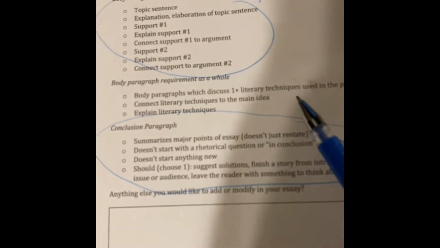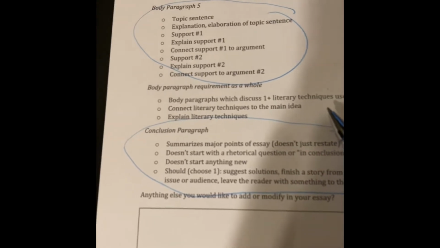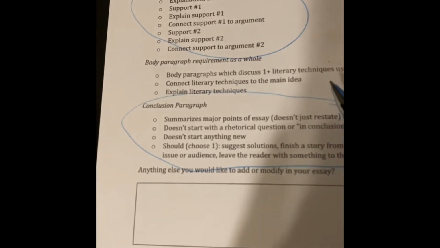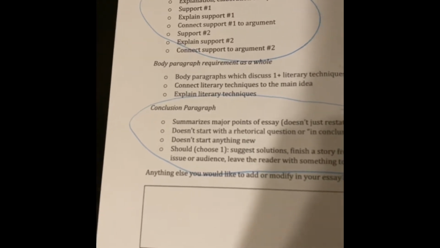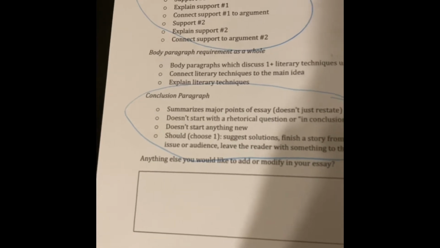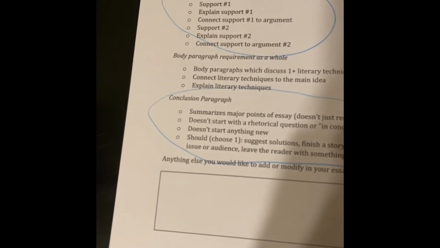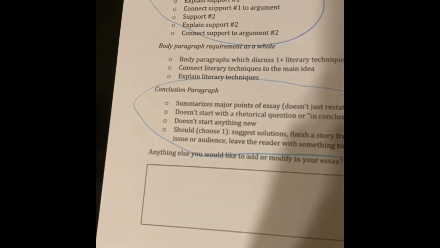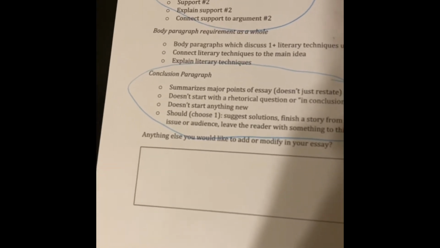Okay, this one I have in the first body paragraph, but I haven't had a chance to do the other one, so I'm not going to circle it yet because it's not missing, but it's also not in every paragraph because I'm not finished. Body paragraphs which discuss one literary technique used in a poem, connect literary techniques, fix the main idea, explain literary techniques. Okay, so that would be something maybe I would check after I'd finished it.